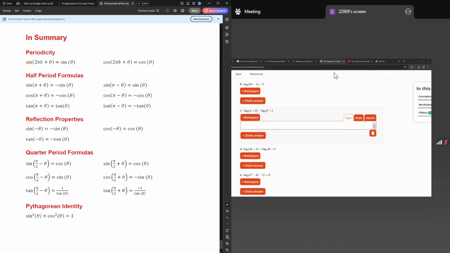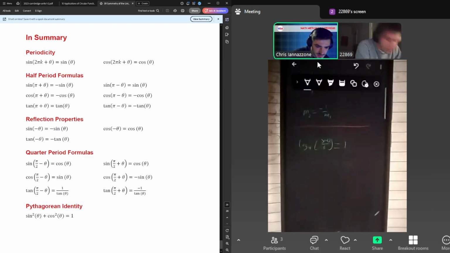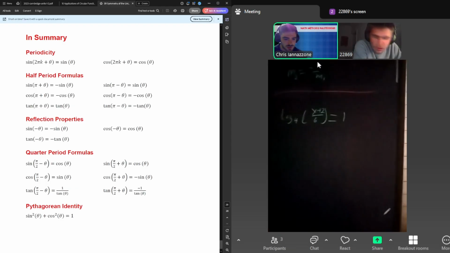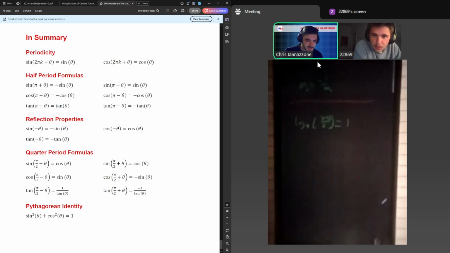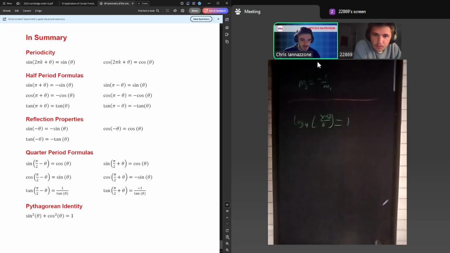Okay. So the good news is, once you're at this stage, it's the same every single time, which is what you want to do is go from log to exponential. That's at least the default way that works always.